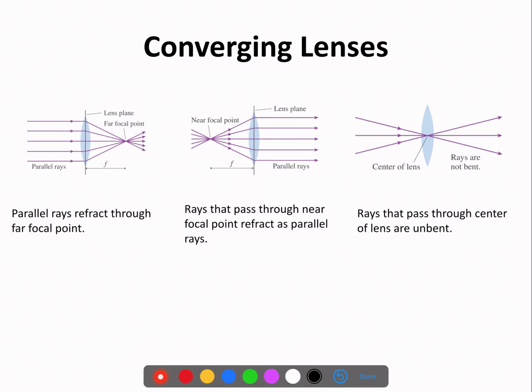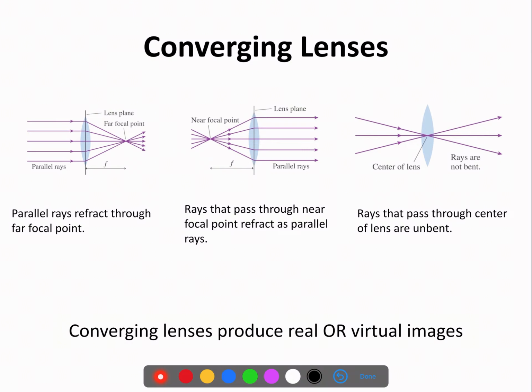All right, so these are our three special rays for converging lenses, and these don't work as well on a converging lens if you're within the focal length. Then they follow the diverging rules, and we'll talk about that in a little bit. But basically, if you're inside the focal length, there's no way for the lens to focus all of the rays to one point because they're already diverging too quickly.